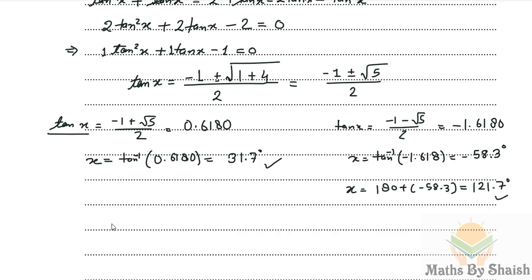Hence the solution becomes x equals 31.7 degree and 121.7 degree. These are the possible angle solutions. I hope it is clear. Let's discuss the next one.